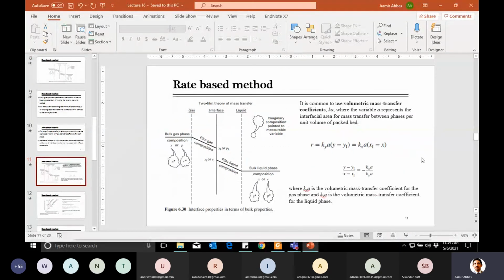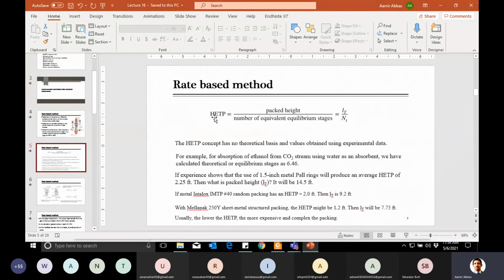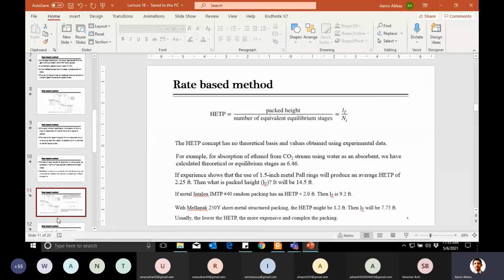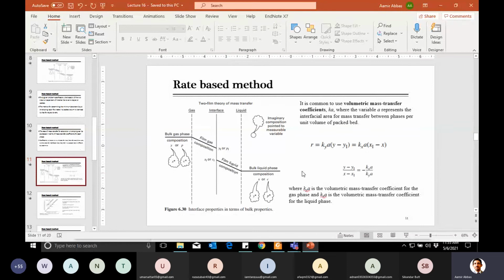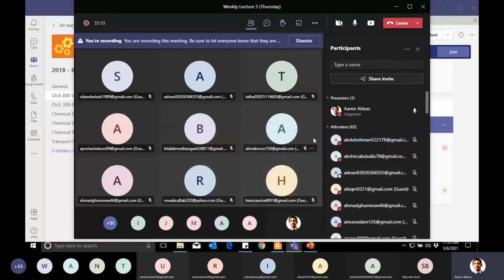Otherwise, next time we will derive some equations that will be used to calculate what we started from, that was called HETP. For any packing, we will be calculating HETP, and we will be involving this kind of equation. To make it more complex, we have to introduce some other parameters, and then we'll conclude with the height of the bed required for some specific separation.